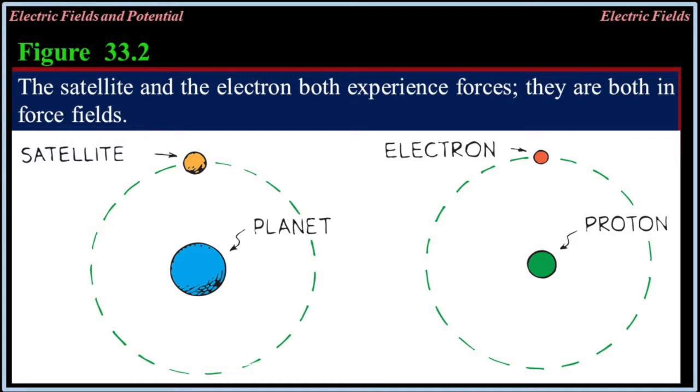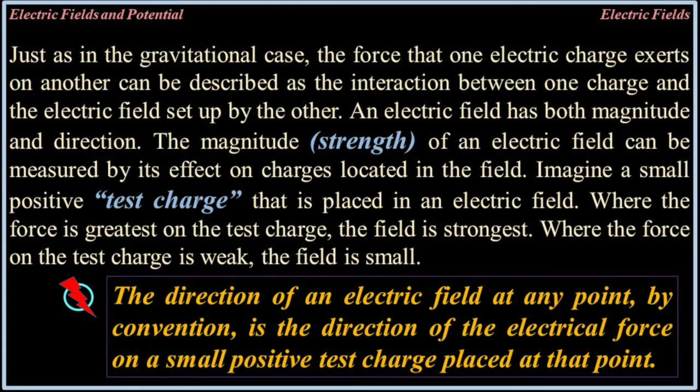In Figure 33.2, the satellite and electron both experience forces. They are both in force fields. Just as in the gravitational case, the force that one electrical charge exerts on another can be described as the interaction between one charge and the electric field set up by the other.